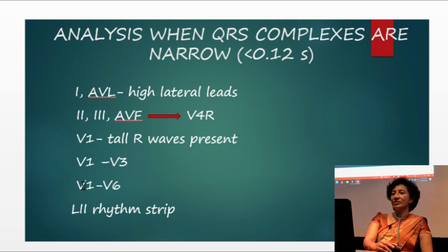Next, you analyze V1 to V6 as a whole. Look for R wave progression and other abnormalities. Then finally analyze the lead 2 rhythm strip to diagnose rhythm disorders.